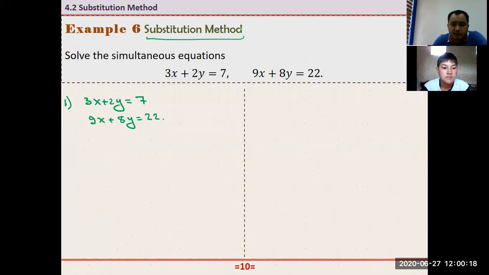So, what is the substitution method? Substitution method using either the first equation or the second equation.